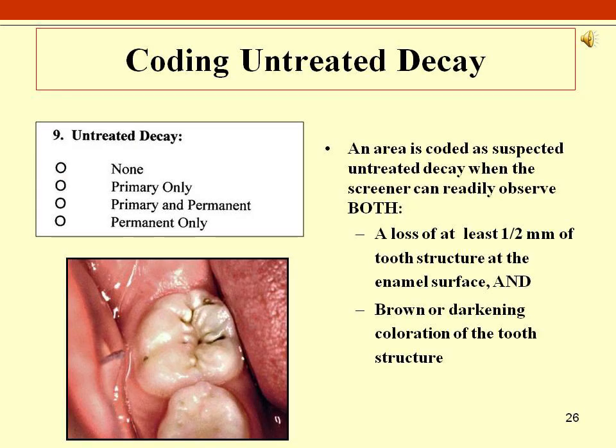The category of untreated decay is number 9 on the screening form. Note that once again, in this section, the categories are specific to the types of teeth within the mouth. For example, primary teeth only, primary and permanent teeth, or permanent teeth only. An area is coded as suspected untreated decay when the screener can readily observe both a loss of at least 0.5 millimeter of tooth structure at the enamel surface and brown or darkening discoloration of the tooth structure.